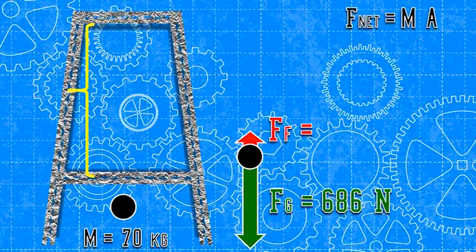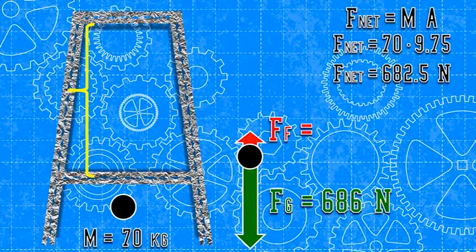I need to use Newton's second law. Net force equals mass times acceleration. I know the mass, and I found the acceleration, 9.75. I'm going to multiply those together. 682.5 is the net force. It's the difference between the up force and the down force.